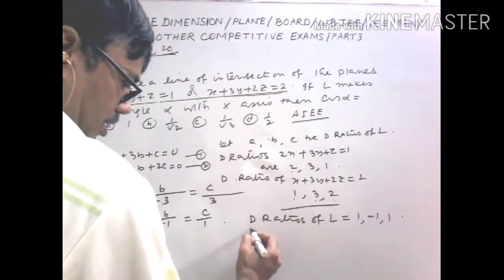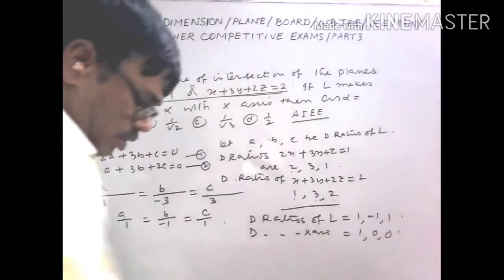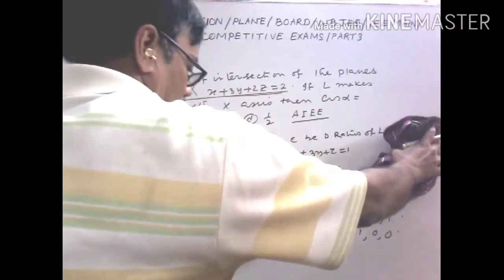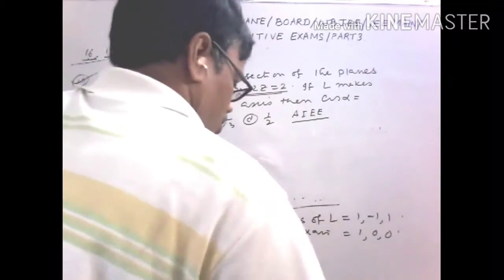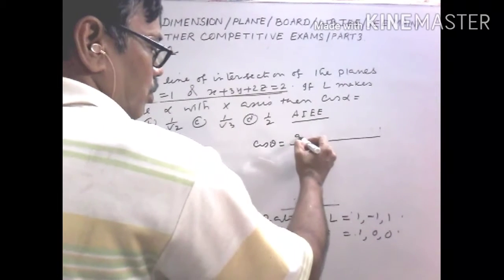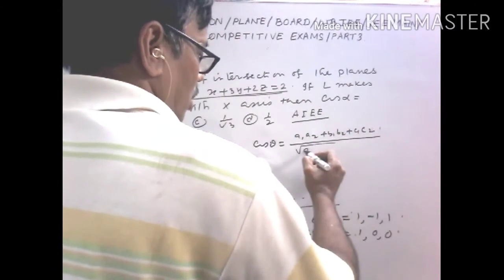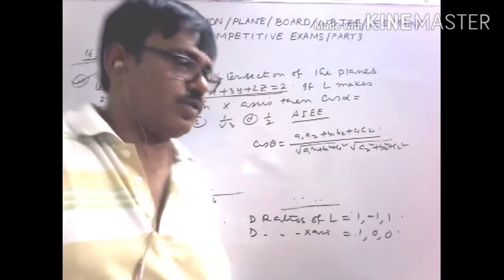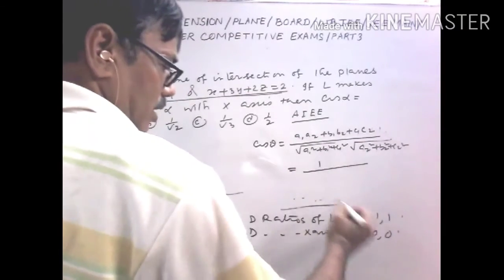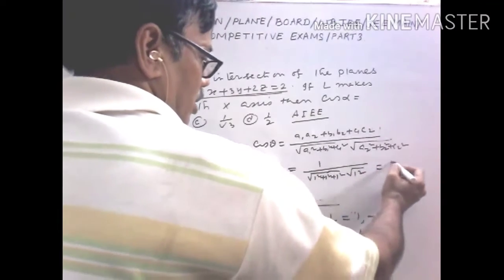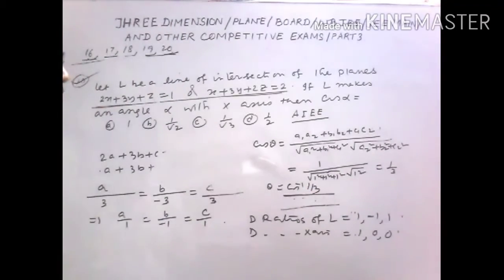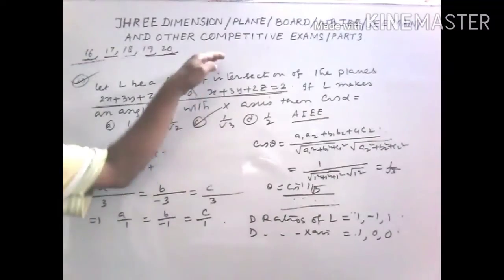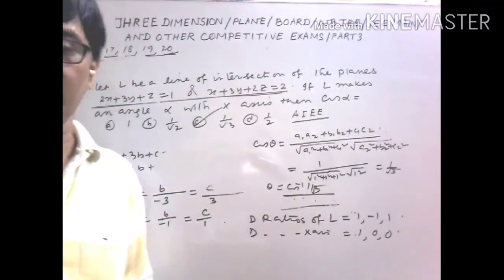And we have to find the angle between L and the x-axis. The d ratios of the x-axis are 1, 0, 0. Now this is not the angle between planes, it is the angle between two lines. The formula is cos theta equals (a1 a2 plus b1 b2 plus c1 c2) by root over (a1 square plus b1 square plus c1 square) times root over (a2 square plus b2 square plus c2 square). This is the angle between two straight lines. So put the values: 1 into 1 only in the numerator, and the denominator is root over (1 square plus 1 square plus 1 square) and root over 1 square. So 1 by root 3. Theta equals cos inverse 1 by root 3. So the angle between the intersection of the two planes and the x-axis is cos inverse 1 by root 3.